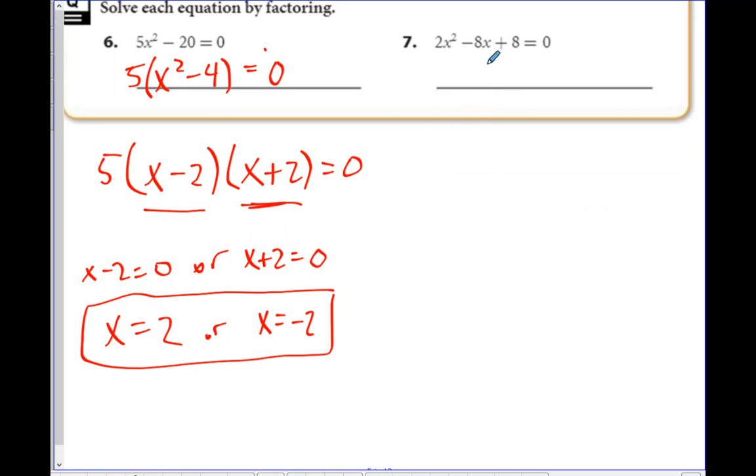So on 7, hopefully you see a common factor of 2 that you can take out. So if you factor out 2, you're left with x squared minus 4x plus 4. And all that's equal to 0.